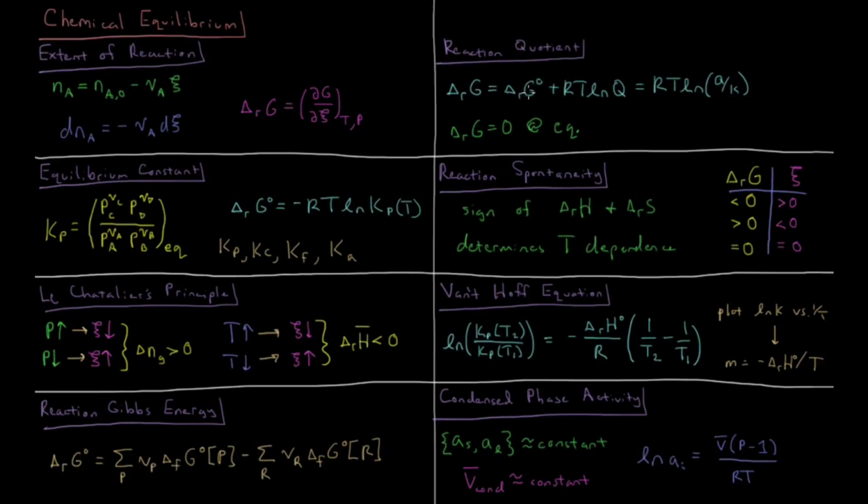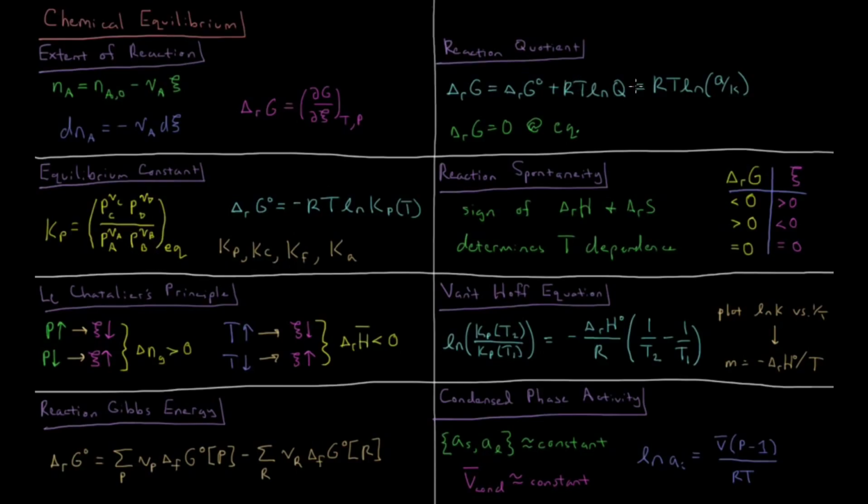But the quantity of interest is not the standard Gibbs energy of reaction, but the Gibbs energy of reaction. The Gibbs energy of reaction is equal to the standard Gibbs energy of reaction plus RT times the natural log of the reaction quotient. The reaction quotient is just the equilibrium expression when not at equilibrium. The equilibrium constant is the reaction quotient evaluated at equilibrium. When we're not at equilibrium, it's just called the reaction quotient.